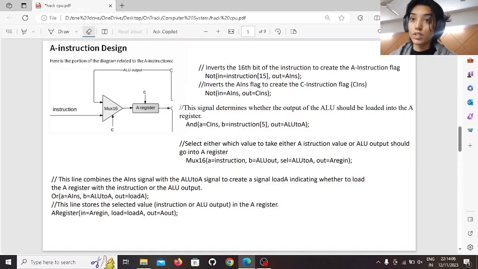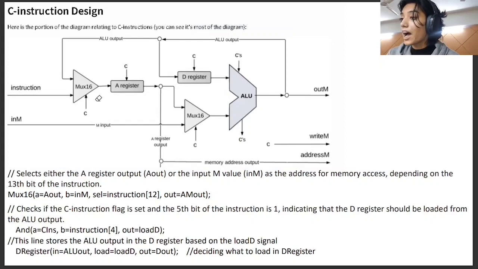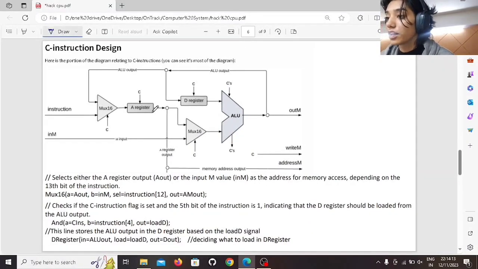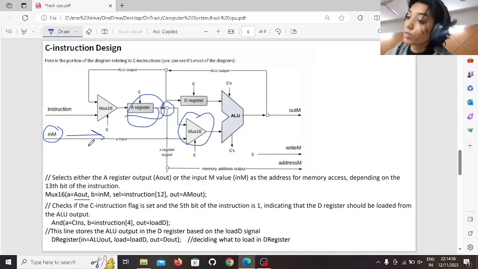So let's move on to the C instruction now. So here we have the C instruction. We have reached a point over here. Now we are provided with the A output. After the A register, we are provided with the A register output. We have another input for this mux. Here, this is from the memory, the data memory. We have this thing over here, and we have another input from the A register.